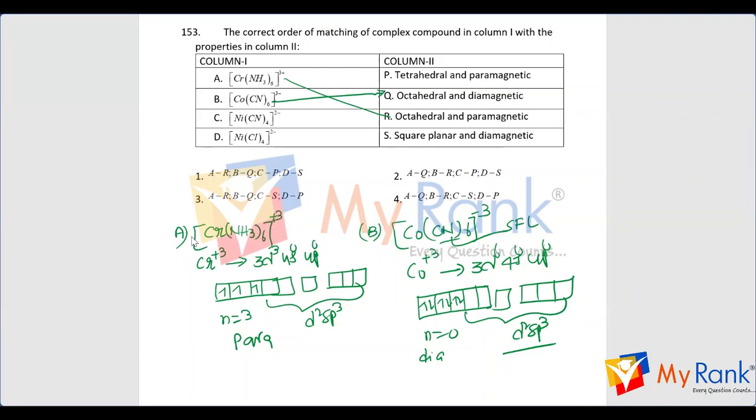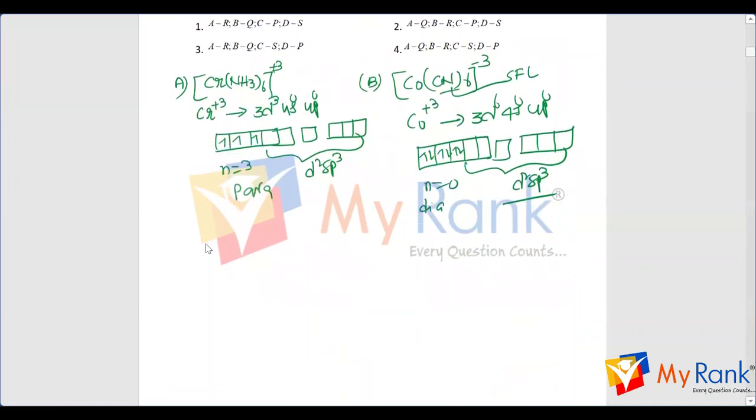Third one is [Ni(CN)4]2-. Now the C is [Ni(CN)4]2-, and here the CN is a strong field ligand. Ni is in plus 2 oxidation state, CN minus 1, 4 CNs minus 4, nickel plus 2, therefore minus 2. Actually nickel is 3d8 4s2, and 2 electrons will go. The configuration is 3d8, 4s0 and 4p0.